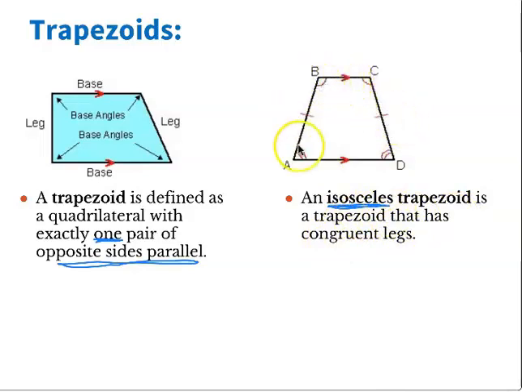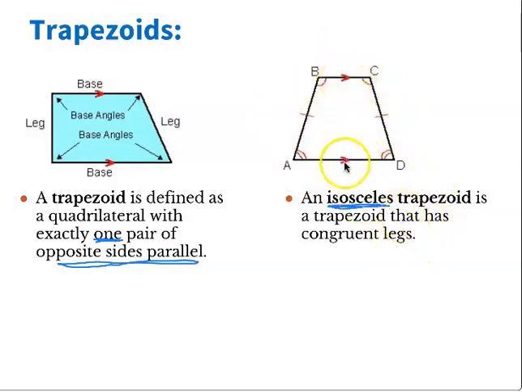So an isosceles trapezoid is different than just a plain old trapezoid because it has to have two legs that are congruent, where a normal trapezoid does not have to have any legs that are congruent. An isosceles trapezoid is going to have a set of congruent legs. So remember, that tick right here lets us know that this leg and this leg are congruent.